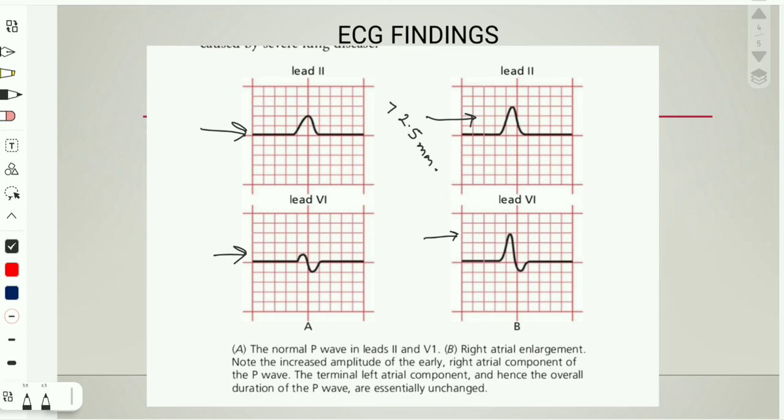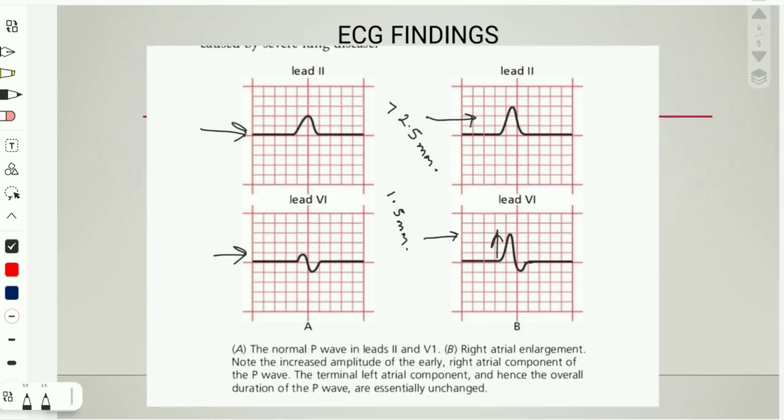And when you look at this one, you will see that the amplitude, the initial, okay, let's do it like this. This will help you. This is the initial component. That's the initial component, and that initial component is for the right atrium. So in lead V1, when this height here is greater than 1.5 mm, that shows right atrial enlargement. So it's very easy to get.